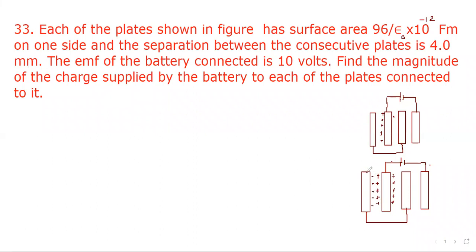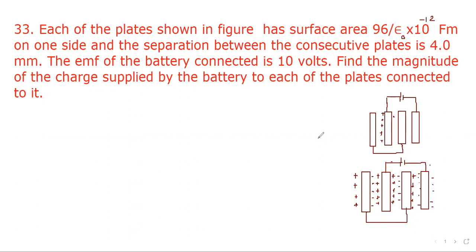And since this plate is not connected, the net charge on it will be zero. So the same amount of positive charge will be put here. Similarly, here there will be negative sign, and there will be equal positive sign on the other side. And this is connected to the negative terminal of the battery, so on both sides, negative charge will be there.